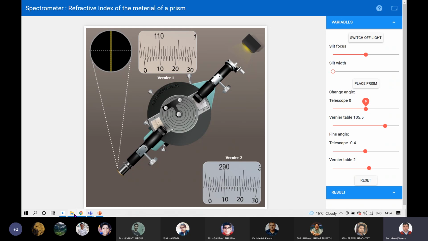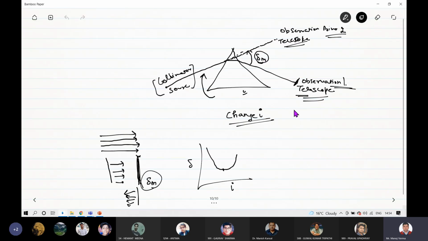So the earlier one was at 68, and this has come at 105. So the difference between these observations, 68 and 105, is equal to my delta m. So this delta m will be equal to the difference of 105 and 68 degrees. So it will be 37 degrees. Right. So with this simple experiment, I have found the value of delta m.